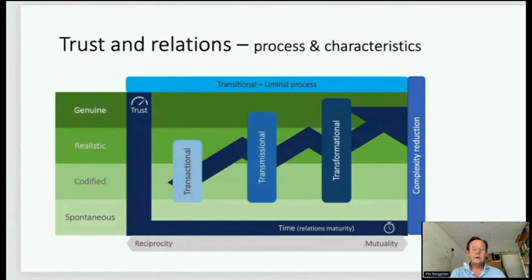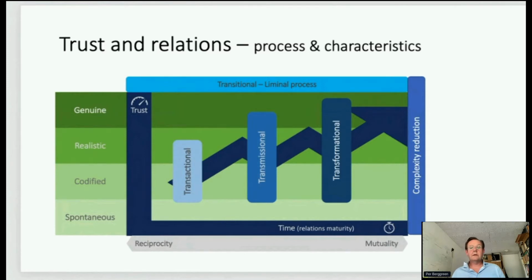We have a number of types of trust. The spontaneous trust you can actually have with a more or less strange person. Then we have the codified trust level, most well known with contracts, for instance. We have the realistic trust, where there's still an element of, or at least a consciousness about, the potentiality of being deceived. And then you have genuine trust, or what we could call prototypic trust, of, I don't know, friends you've had for 25 years.